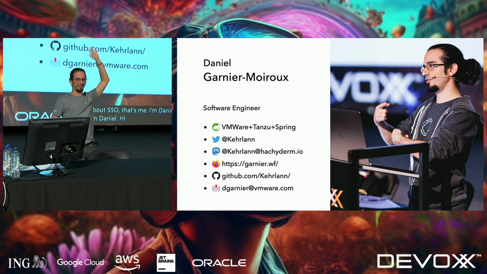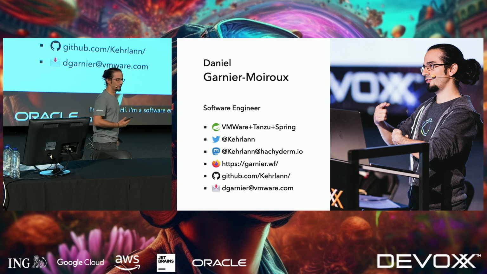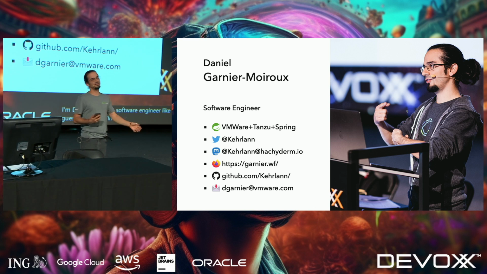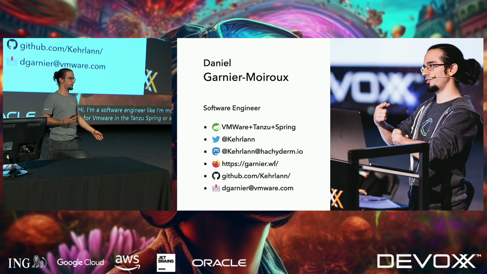I'm a software engineer, like most of you, I guess. I work for VMware in the Tanzu Spring org, so I do a little bit of open source Spring on Spring Security, Spring Authorization Server. And I work on the Tanzu application platform, which is the platform that VMware has for deploying apps. You give us your Git repository, you end up with a URL in the end with your app running, and I work on the SSO component. So, you want SSO, I'll give you the credentials for SSO using this.